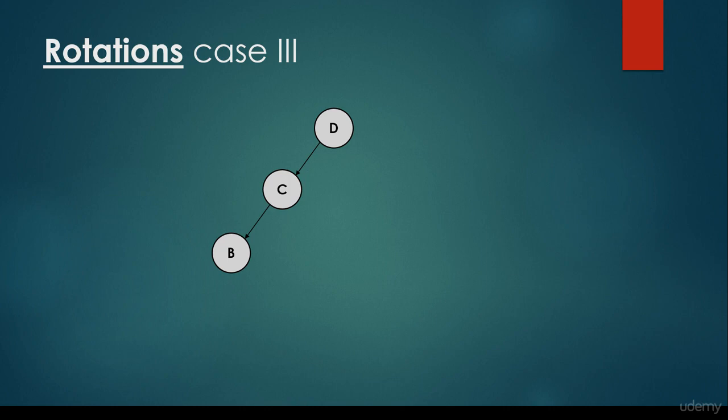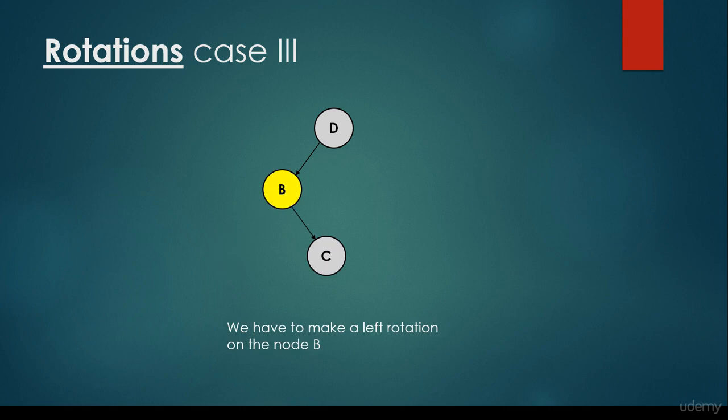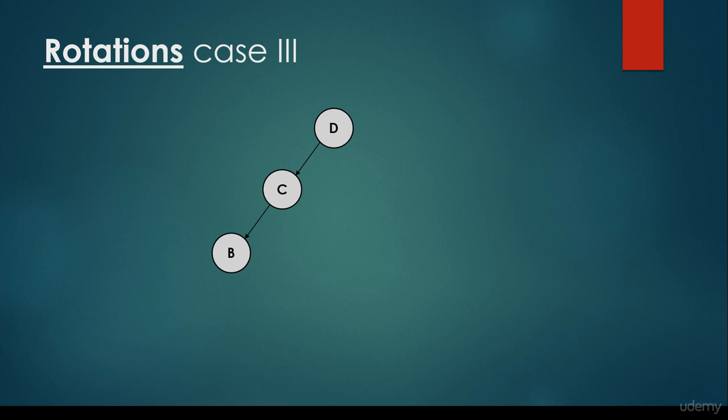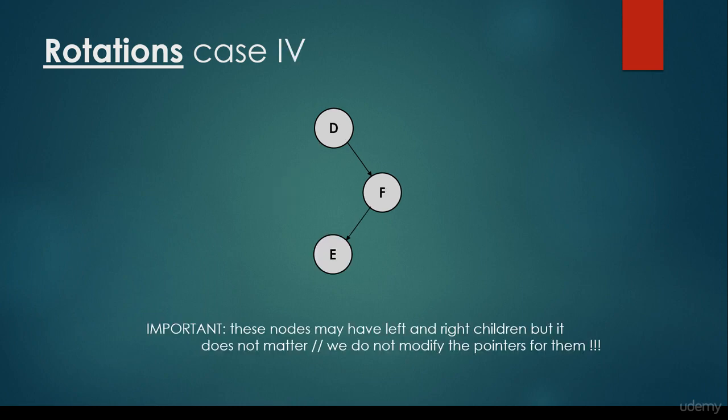As you can see, in the beginning we have this situation, we just make a left rotation on the B, then we make a right rotation on the D, so the root node. Okay, this is how we end up with this situation. C has a left child B and a right child D, and it's going to be balanced. What about the case 4?